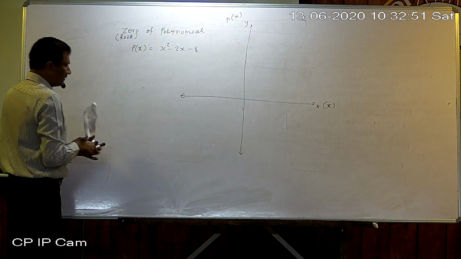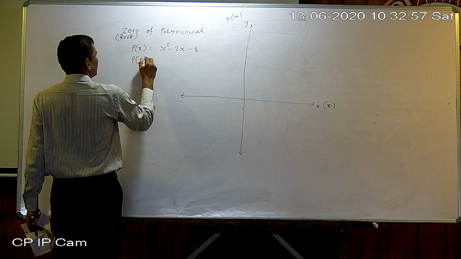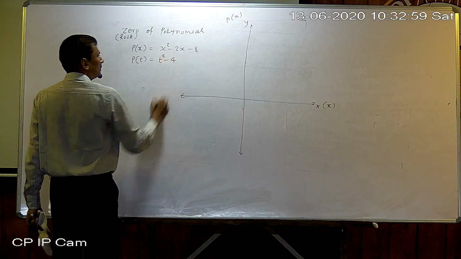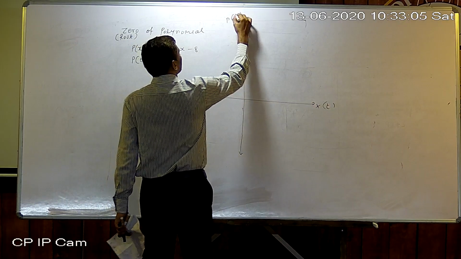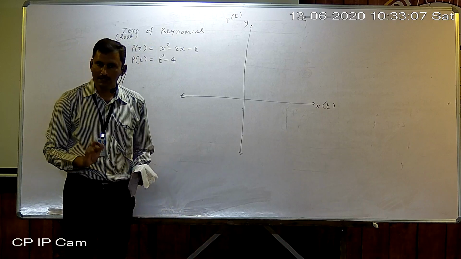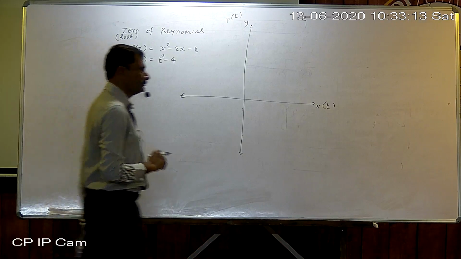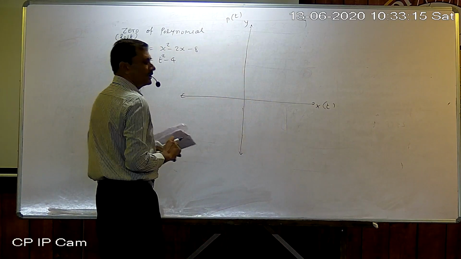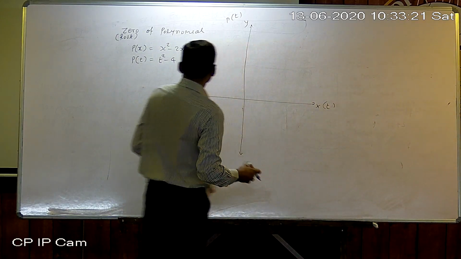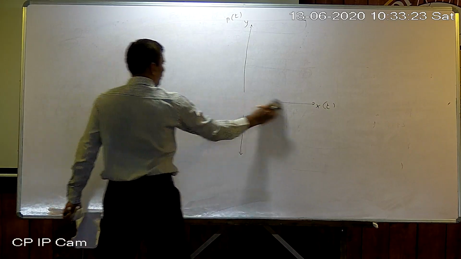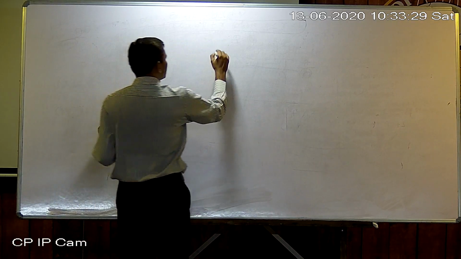Suppose our polynomial is like this: t square minus 4. Then t is taken here and p of t is taken here. You understand? Variable on the x-axis and value of the polynomial on the y-axis. Now, what is the graph of a polynomial? The graph of a quadratic polynomial is of the shape of a parabola. Parabola means this shape, just like a V.